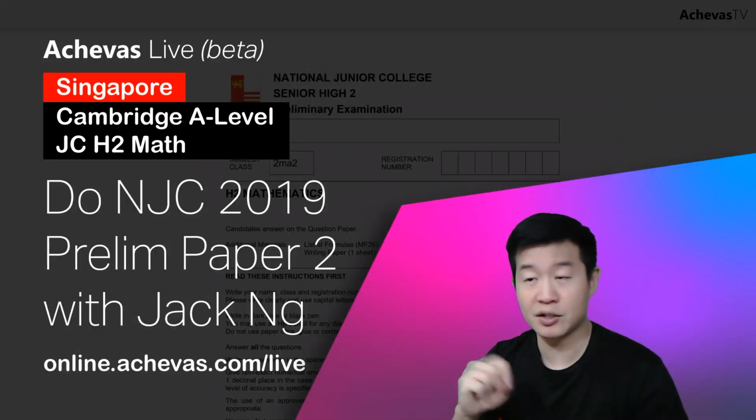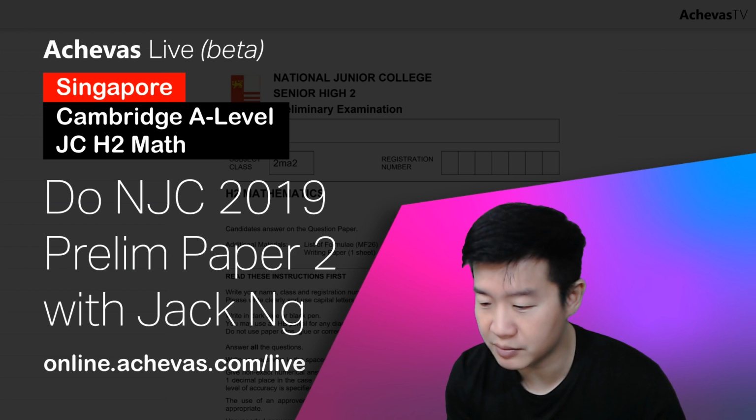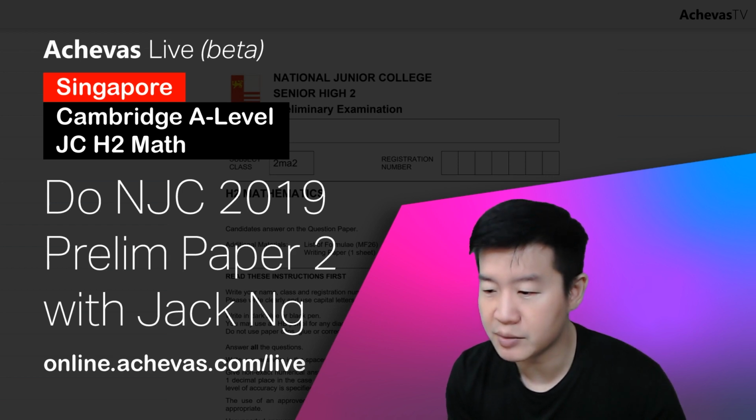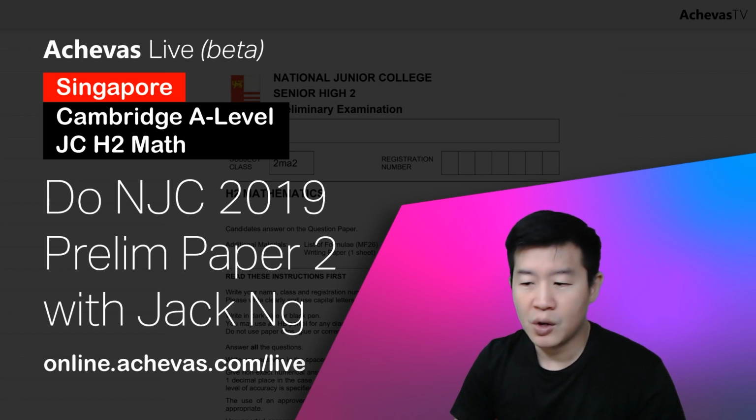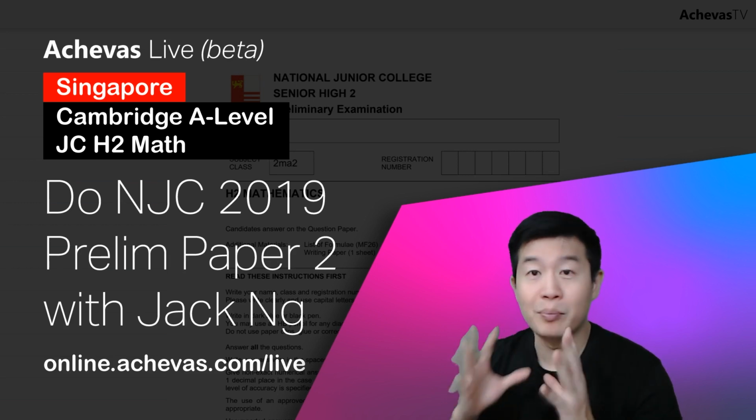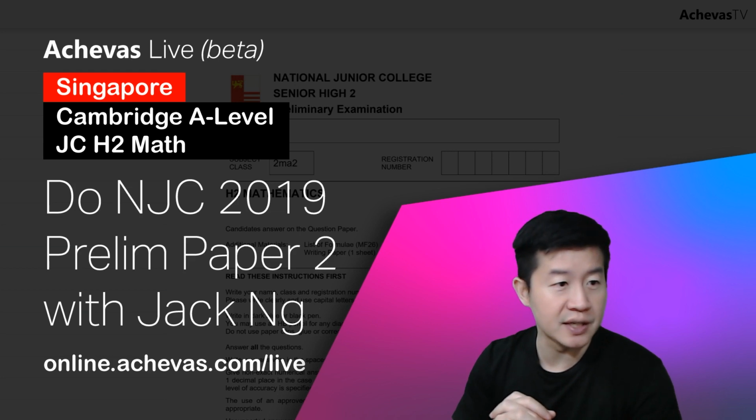Section A is actually not easy, especially question number 3 and question number 4. Although there are 4 questions, I think 3 and 4 will probably take up quite a fair bit of time. So allocating 1.5 hours should be comfortable to complete this section A of NJC.